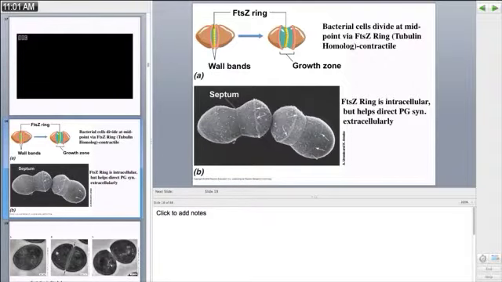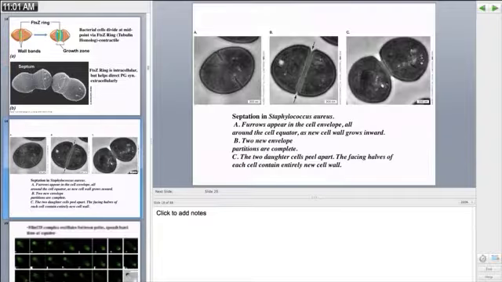FtsE will form, along with other proteins, a very complex structure at the exact midpoint of a cell and will actually constrict. So it will depolymerize to form a septum at the midpoint of the cell. So the FtsE ring is actually contractile. And what you're seeing here in these staphylococcal cells that are dividing are septa that are forming that will eventually pinch off and divide those cells into two perfectly spherical half cells.